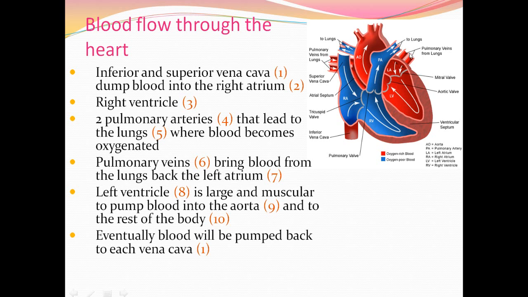The blood comes back to the heart through the pulmonary veins, dumps into the left atrium, goes through the valve, goes into the left ventricle, goes through the valve, goes out the aorta, and goes all the way out and gets delivered to your body. Then after it goes through the capillaries, it drops off the oxygen and picks up the carbon dioxide. It goes back to the heart, and it all starts over again.